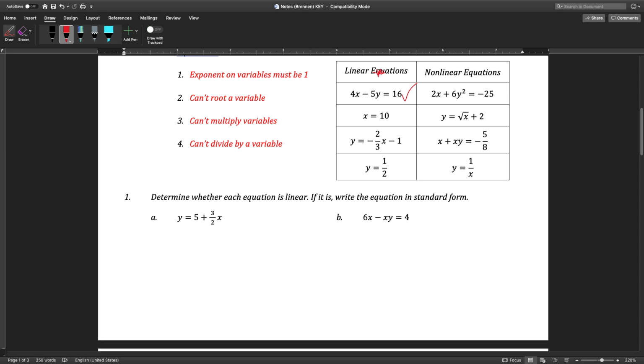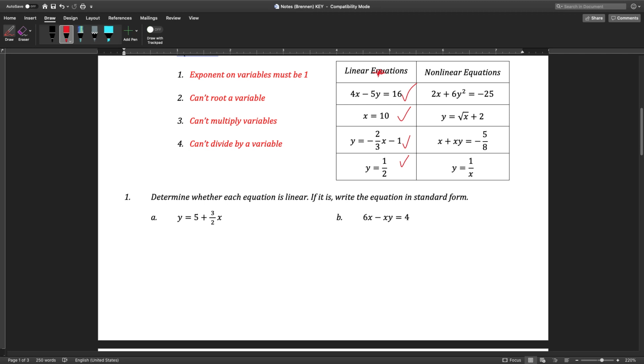Same thing happens on the next one, x is equal to 10. My exponent on the x is a 1. I didn't root any variables. I didn't multiply any variables. I didn't divide any variables. And then you'll get that on the next 2 as well. They follow all 4 rules.